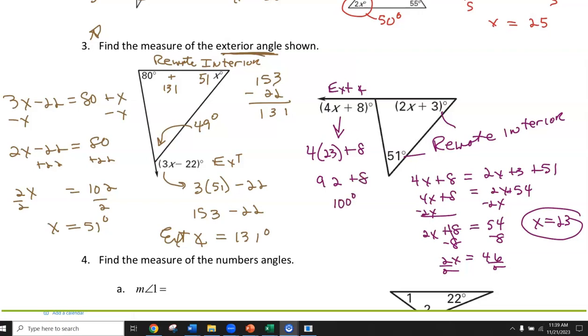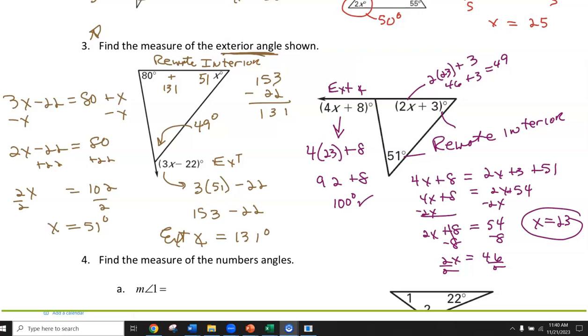Okay, well that's interesting. So let's figure out if my angles are making sense. I'm going to plug in for everything. 2 times 23 plus 3. Sorry, getting ahead of myself here. 2 times 23 is 46, plus 3 is 49. What's 49 plus 51? Oh, that's definitely 100. So that checks.